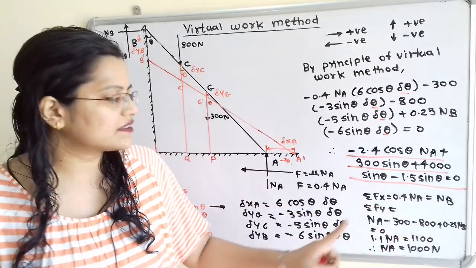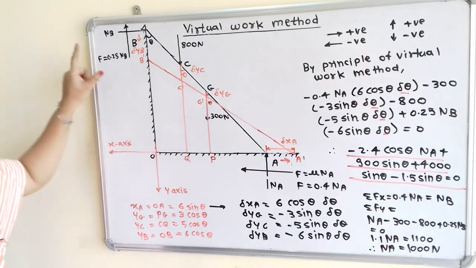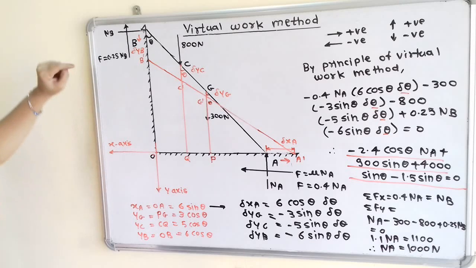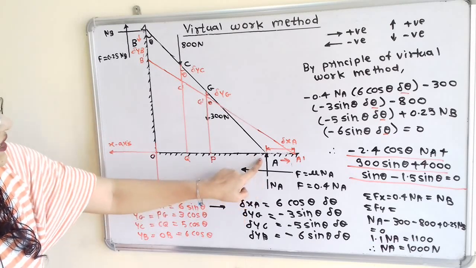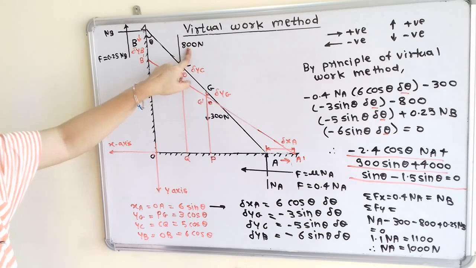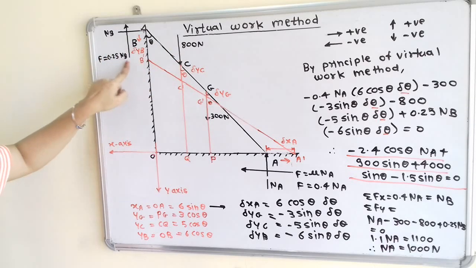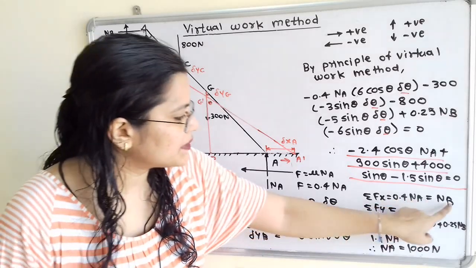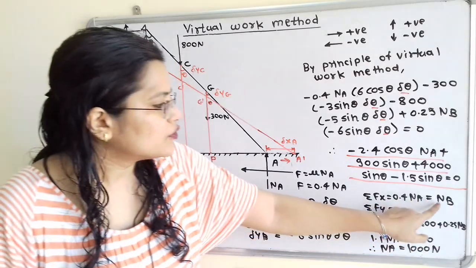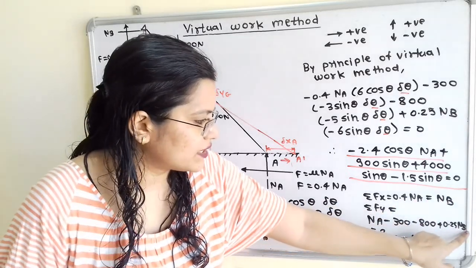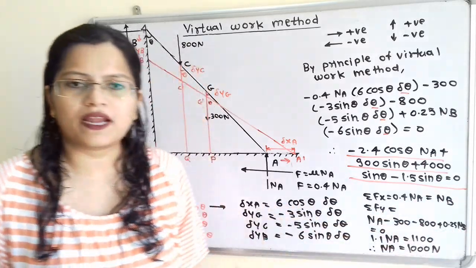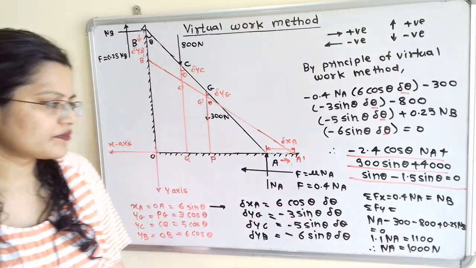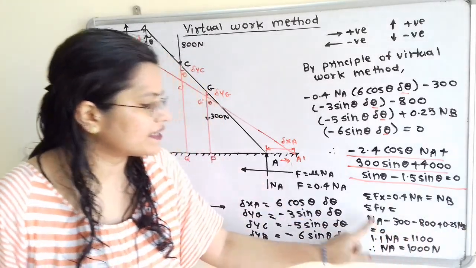Now we will consider summation of all vertical forces is equal to 0. So here we will use with direction. So we can say that this Na plus Na minus 300 minus 800 plus 0.25 Nb is equal to 0. Now we can use the relation in between Na and Nb. So we will use Nb is equal to 0.4 Na. So this 0.4 multiplied by 0.25, so that is equal to 0.1. So 0.1 Na and this Na.